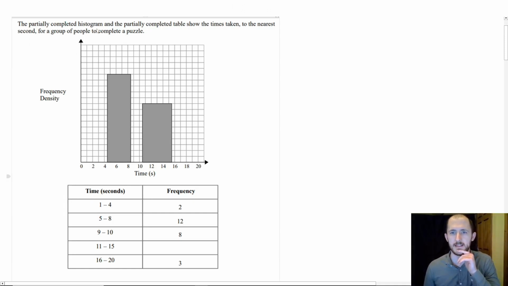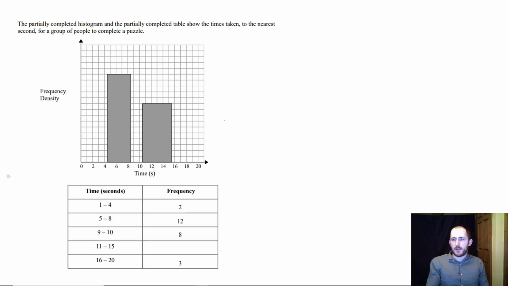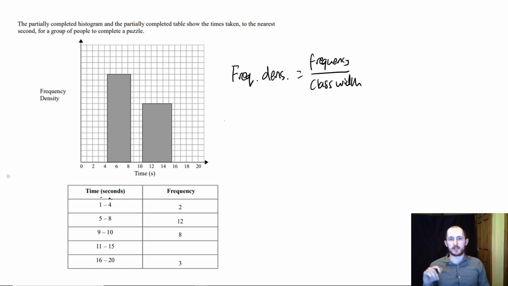The partially completed histogram and the partially completed table show the times taken to the nearest second for a group of people to complete a puzzle. So the key thing to remember about histograms, a few things. First of all, the frequency density, which I'm going to abbreviate to freq dens, is just the frequency over something called the class width. And the class width is just the upper and lower boundaries of the class subtracted from each other.